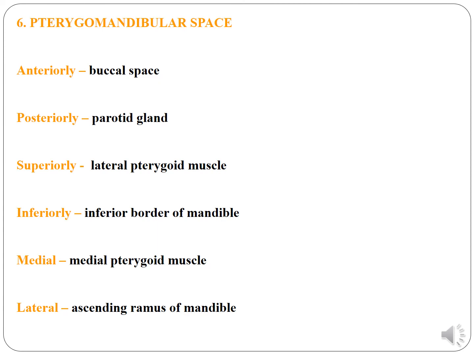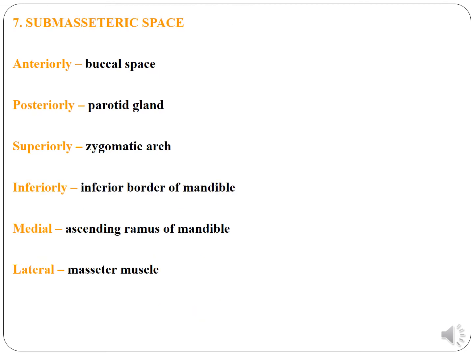And the pterygomandibular space, you know this very well, because you have been giving your nerve blocks in this region only. Anteriorly it is the buccal space, posteriorly you have the parotid gland, and superiorly the lateral pterygoid muscle. Inferiorly you have the inferior border of the mandible, and the medial pterygoid muscle and ascending ramus of the mandible medially and laterally respectively. So the submasseteric space is rarely involved.